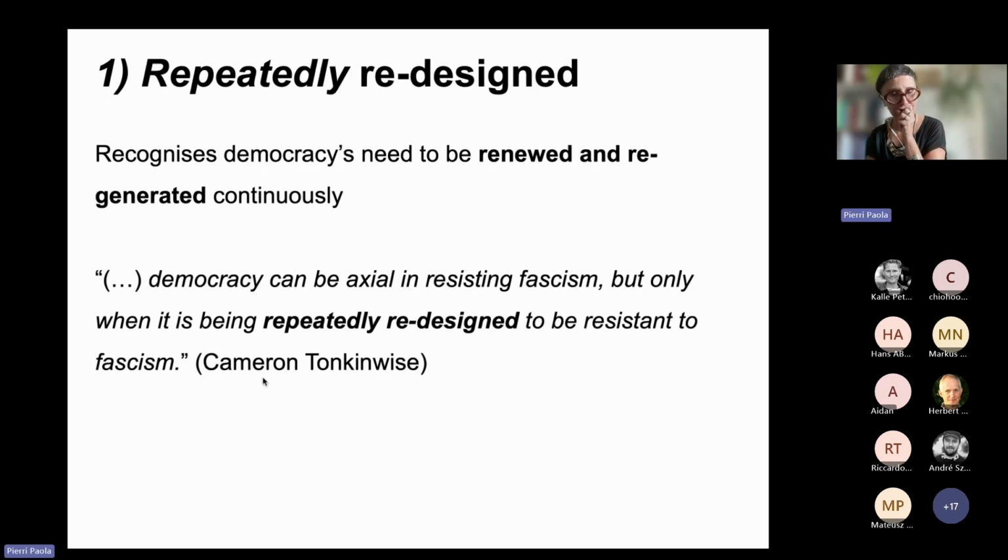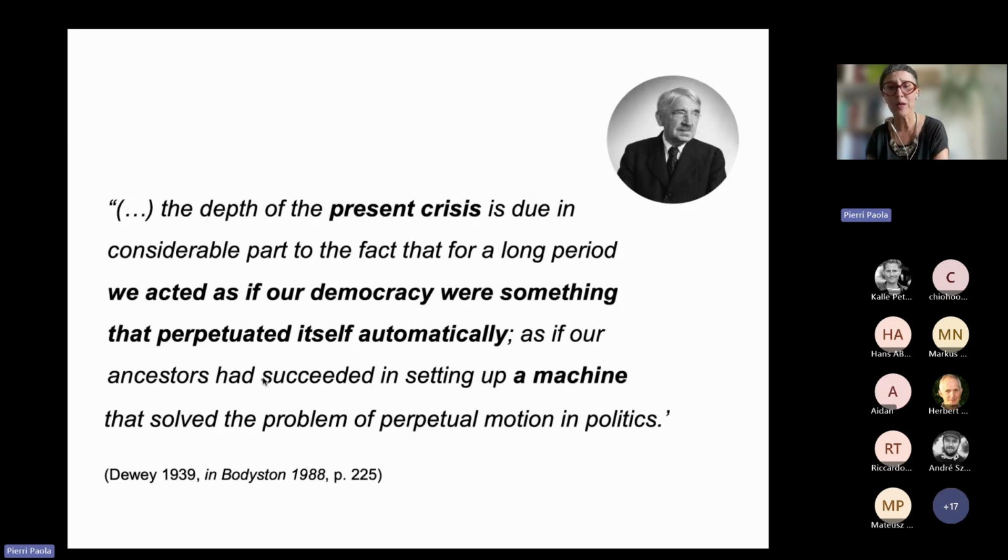So the first one, in my understanding and in my work, I understand generative democratic design as generative because it recognizes that democracy needs to be renewed and regenerated continuously. This was a point that we saw before from Cameron Tonkinwise. But this is also the main concept, I think, in this quote from Dewey that I used for the introduction to this talk, where Dewey, in the middle of a very deep crisis of democracy, said that part of the reason why we were in that crisis was the fact that we have been acting as if democracy was something that perpetuated itself automatically, like a machine that had been put in motion, and that didn't need any other work or contribution from any of us.